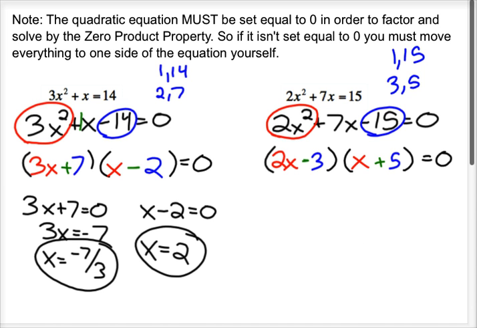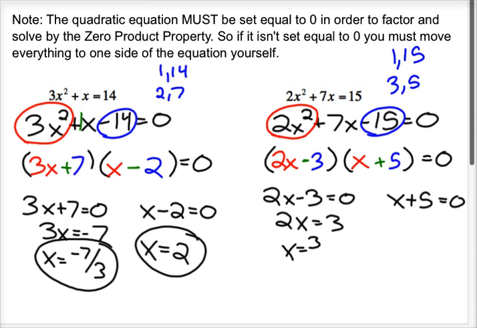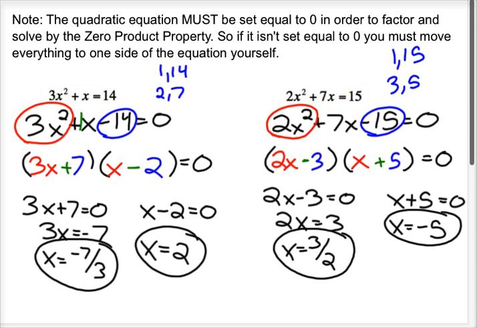So I'm going to erase that. And now remember, that's only part of the battle here. After you factor it, you need to set both pieces equal to 0. Once you've done that, now we just solve. So on this side, I'm going to add the 3 over and divide by 2. On this side, I'm going to subtract the 5. And there you have it. Your two solutions are the 2 points where the graph would cross the x-axis.